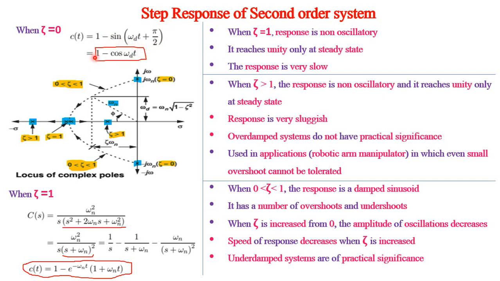That is why, in the previous slide, the undamped system response was continuously oscillating, because there is no real part. Minus zeta omega n is 0. There is only an imaginary part. Whenever we have only an imaginary part, the system response is continuously oscillating. Let us see when the damping ratio equals 1, critically damped.